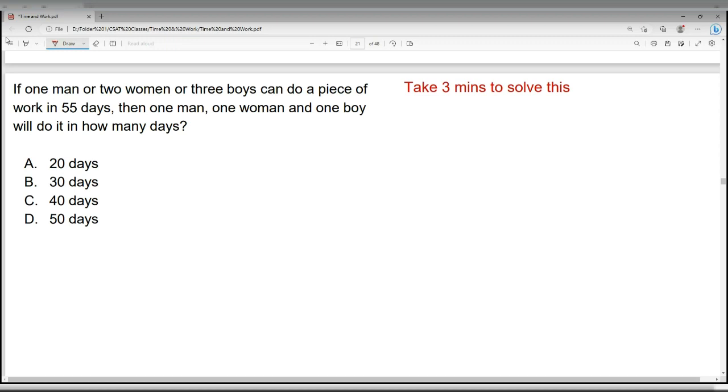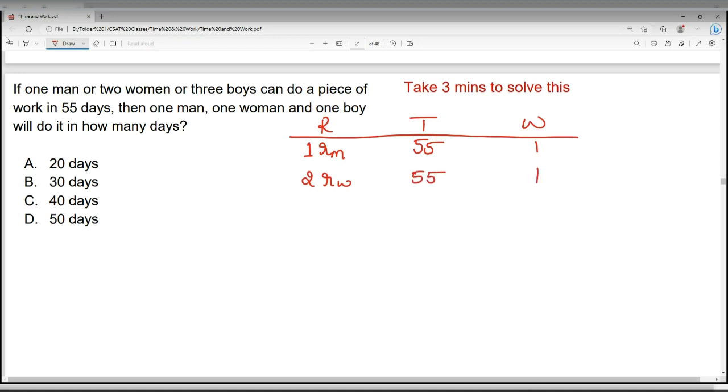So we'll set up the chart just like normal. Okay, RTW. They're saying 1 man, let the rate of man be Rm, can do the work in 55 days. And 2 women, 2 into Rw, can do a piece of work in again 55 days. Or 3 boys, the rate of boys, again they can do that in 55 days.